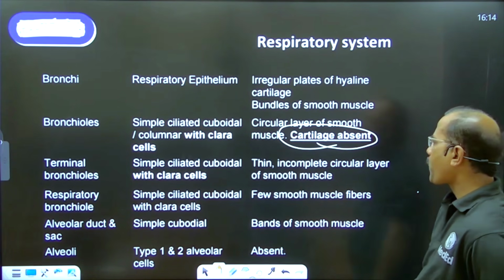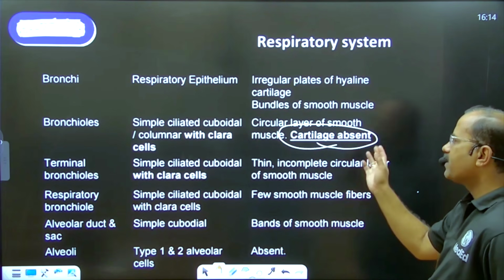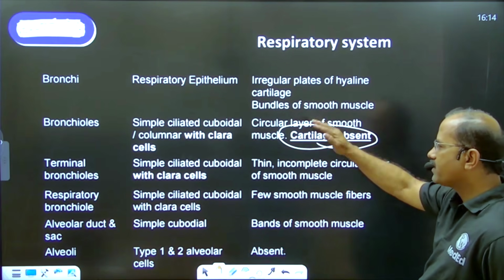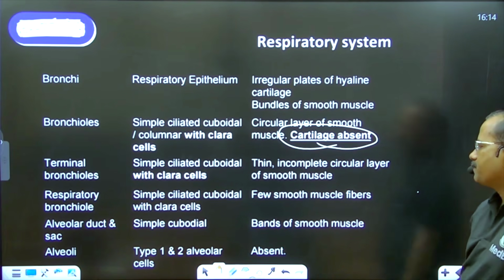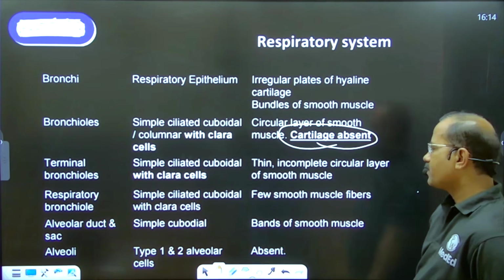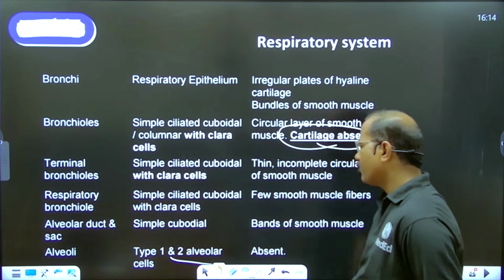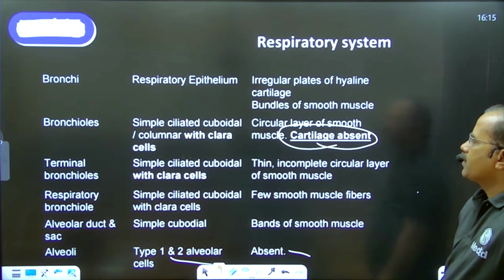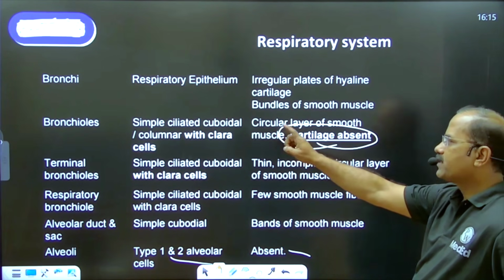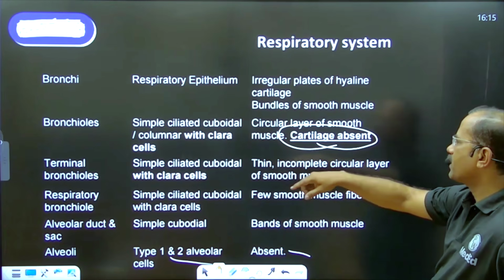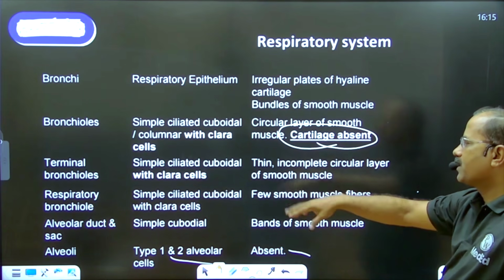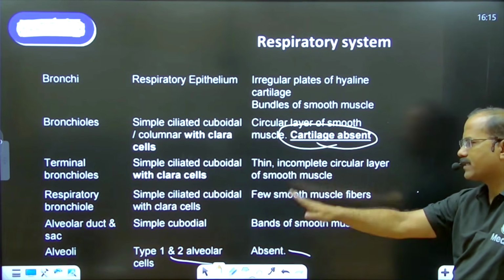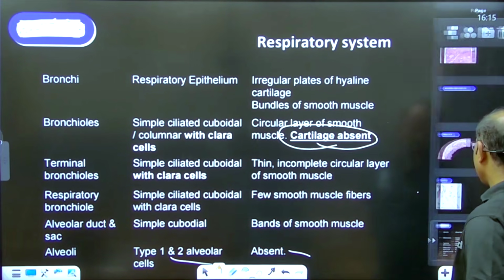Just remember this, cartilage is absent in bronchioles. And then see what happens is the muscle starts increasing and the cartilage starts decreasing. Clear? In alveoli, we have got type 1 and 2 alveolar cells. So in bronchioles, we get simple ciliated cuboidal or columnar epithelium. Cartilage is absent. That's the epithelium, and that's about the smooth muscle that I have written. On this side is the epithelium, on this side is about the muscles.